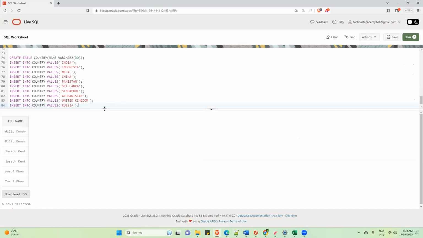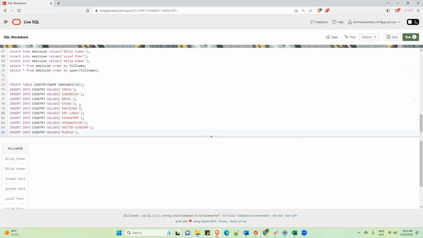Now I have this country table, and in this country table you can see I have all this data. I want to delete some data. Let me delete Nepal from here. I want to keep it simple. Let me delete Indonesia from here. Let me delete Sri Lanka from here. Let me keep the data simple.